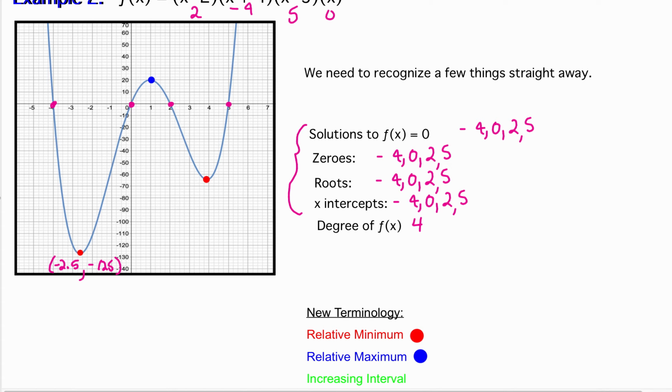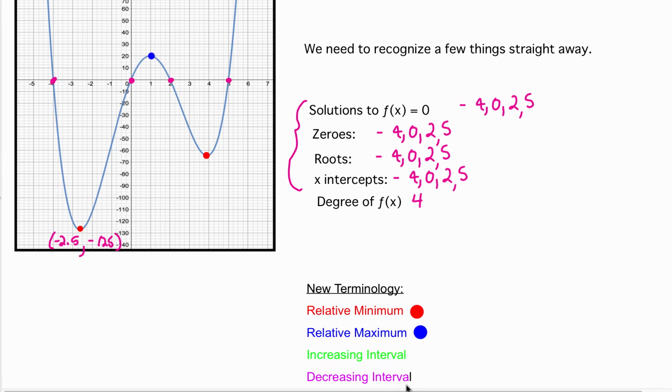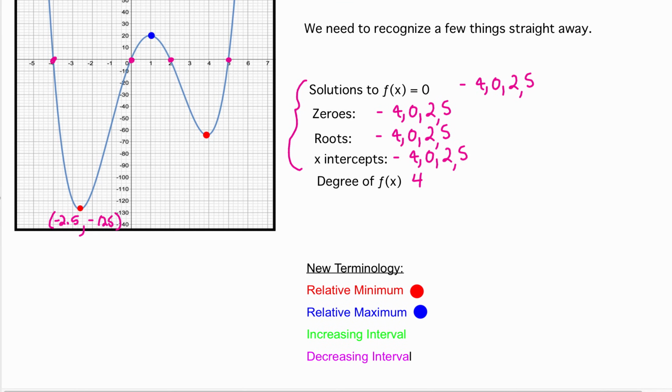If you were to write that, decreasing interval, you would say from negative infinity, boom, all the way down to the x value of -2.5, I'm decreasing. And notice I have open brackets because at negative 2.5, I'm neither increasing nor decreasing.